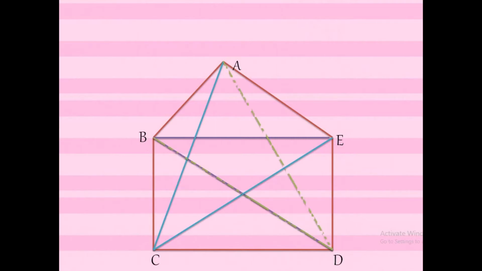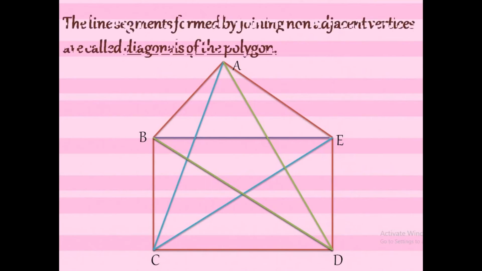One more. Here I have drawn DA and DB. D and A are non-adjacent vertices. D and B are non-adjacent vertices. So these types of line segments joining non-adjacent vertices, we can name as diagonals. So the line segments formed by joining non-adjacent vertices are called diagonals of the polygon.